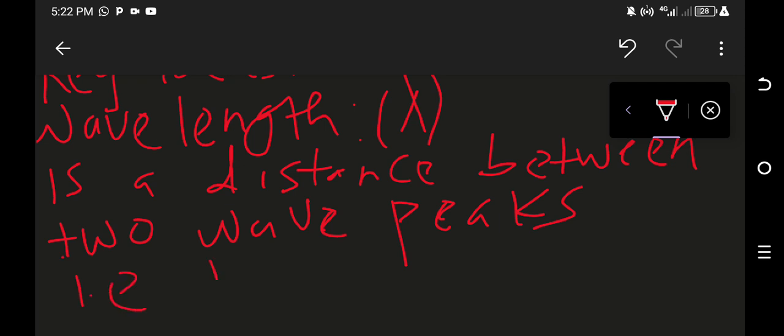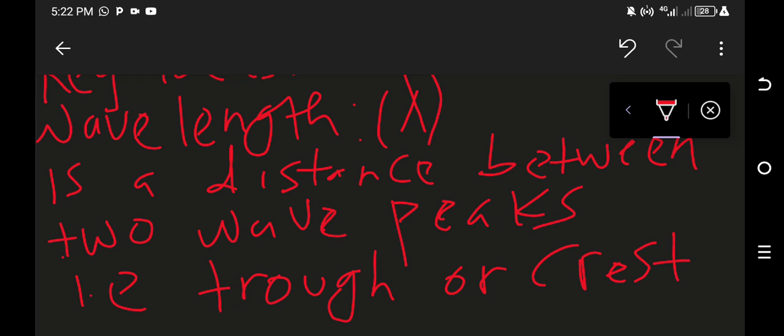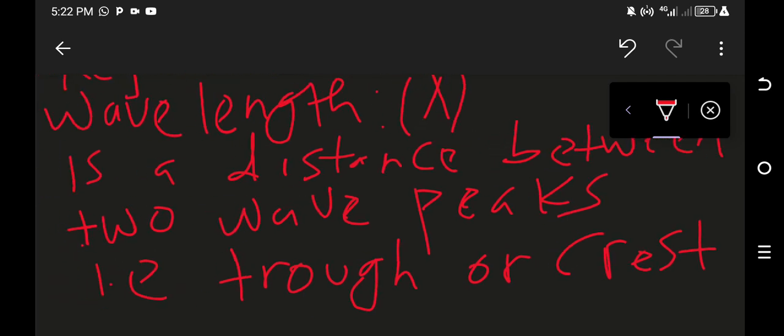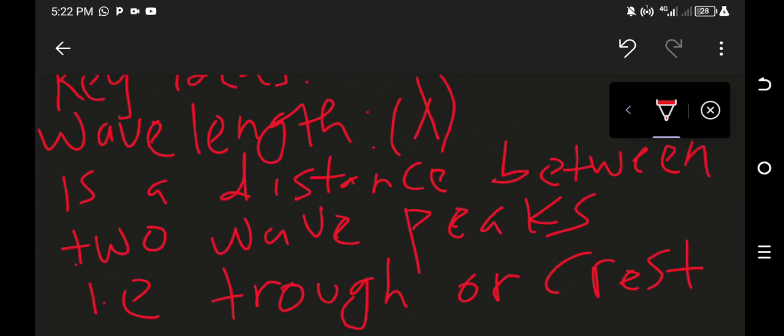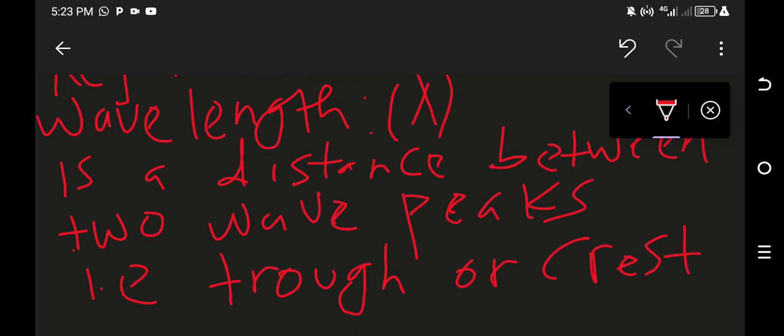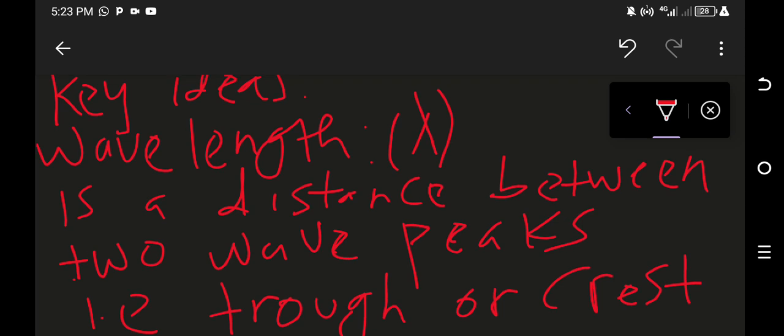So wavelength is the distance between two wave peaks, which can be a trough or a crest. It is represented by the symbol lambda. So that's the one key idea: every electromagnetic radiation has a wavelength.